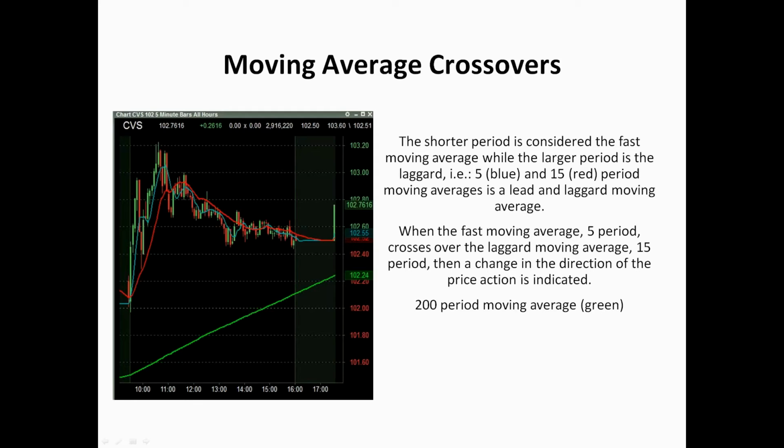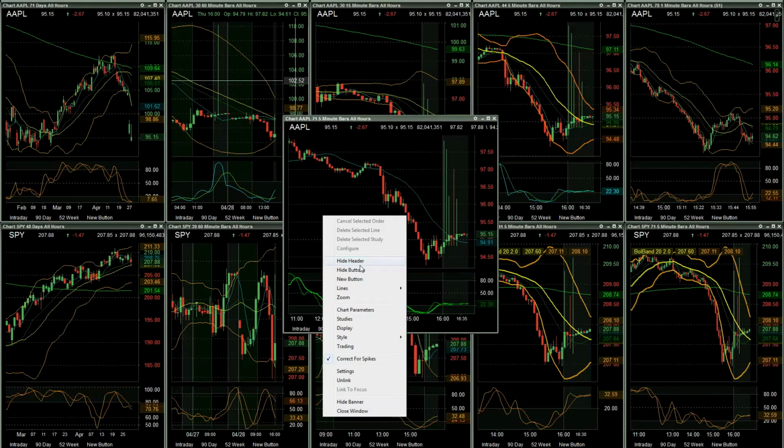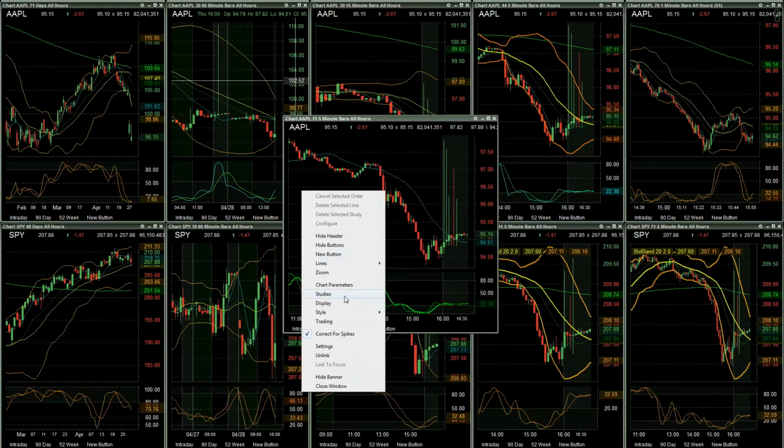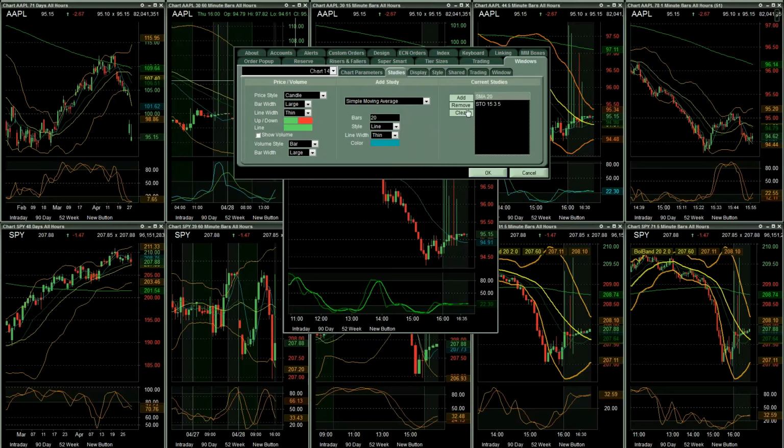Once again, you're hearing this term again, bumpers. What is this bumper? Keep it in the back of your head. So we're going to get out of here, and we're going to add some moving averages. So we're going to right click again on the chart, and we're going to go to studies, and we're going to look for simple moving average. So we already added the 20. I'll just remove it, okay?